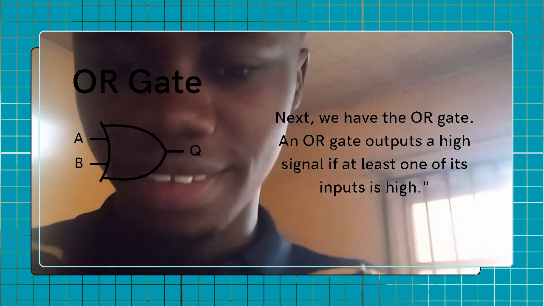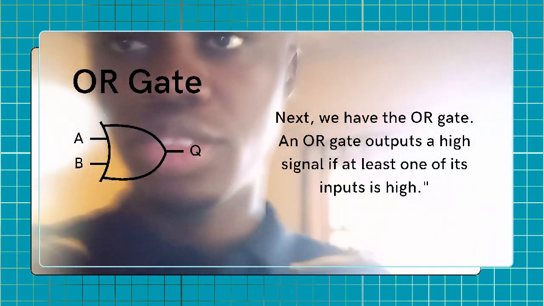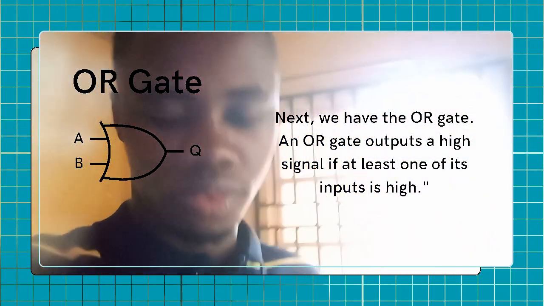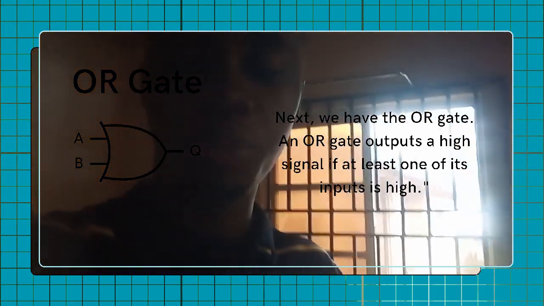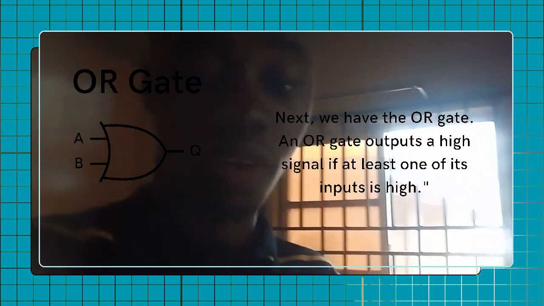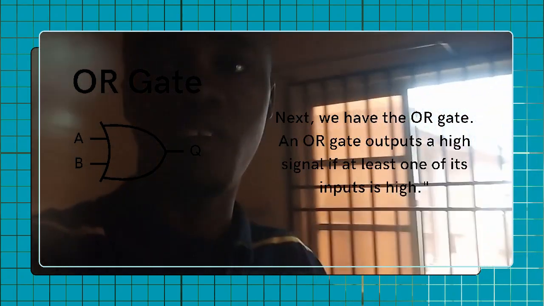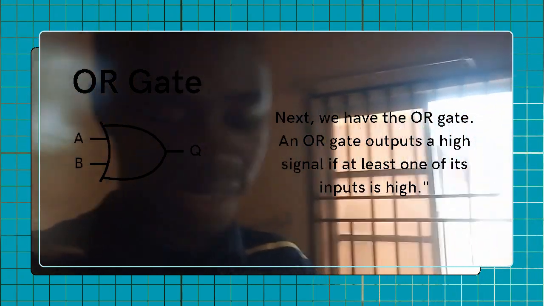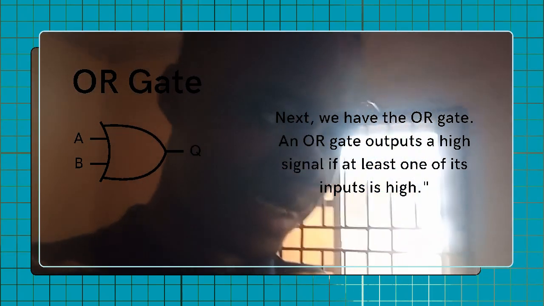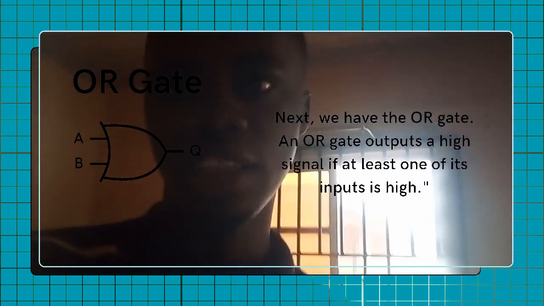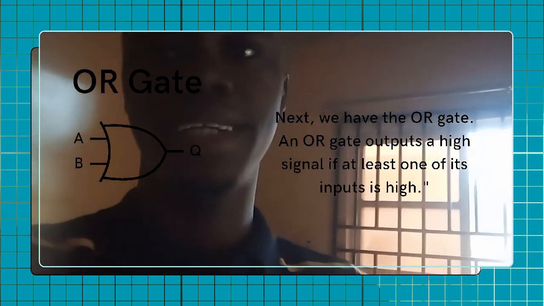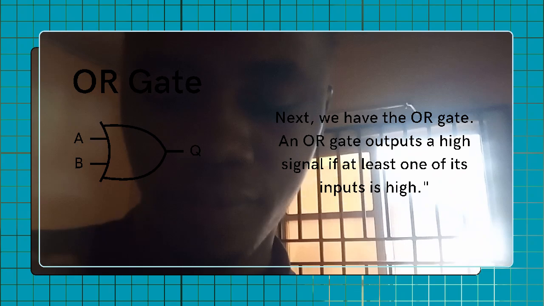The next on our list is the OR gate. That is the symbol there. This one also has 2 inputs. An OR gate outputs a high signal, that is 1 or on, if at least one of the inputs is high. That is, in the AND gate both inputs must be high, but in this one, if any one of the inputs is high, the output will be high.